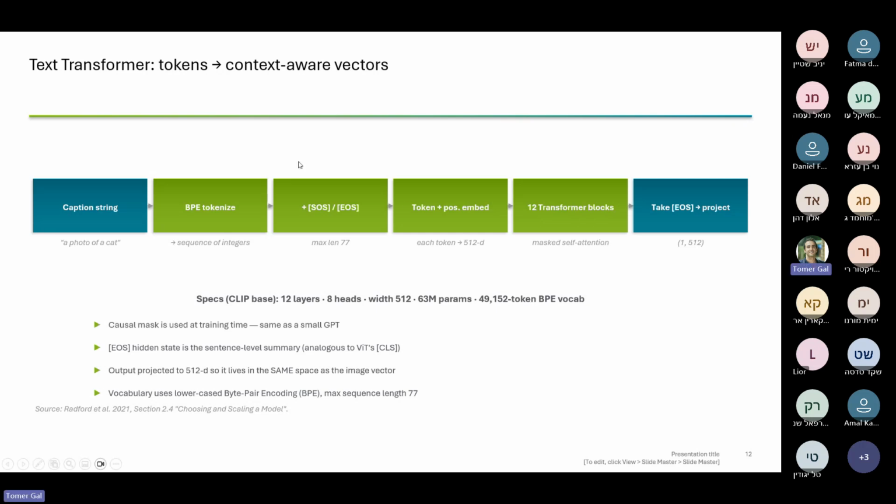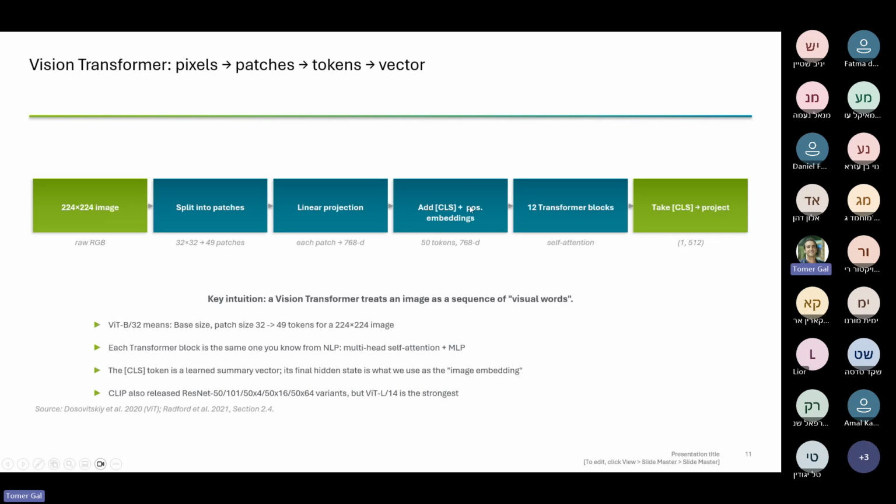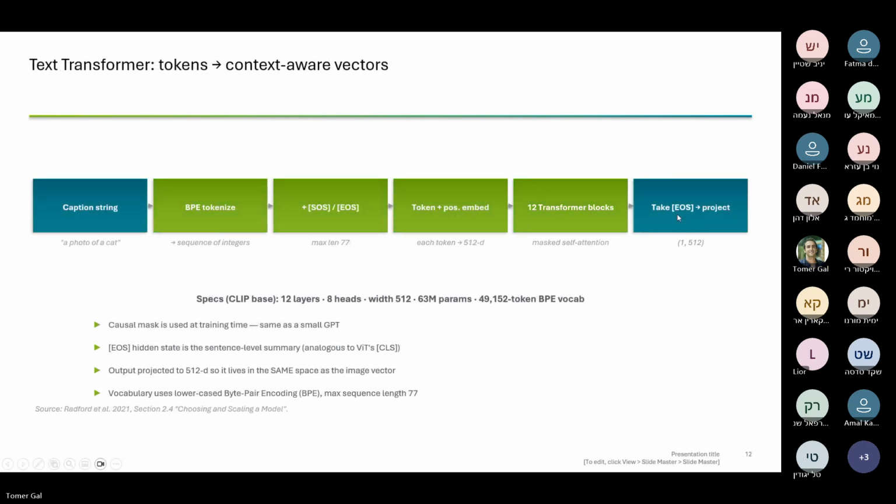So basically, if we go back, we add here plus the positional embedding, 12 transformer blocks, and here take end of sentence and project. Okay. So for the text encoder, like we said before, the last part of it was equivalent. The first part was the part which was specific for the aspect of text. Okay, that's it overall for this part.